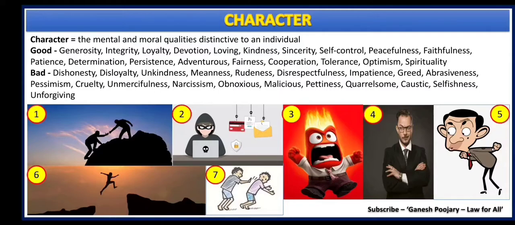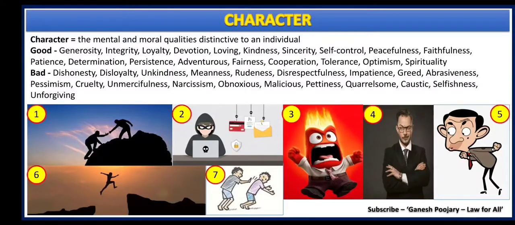There is one more aspect with every individual, that is the character. You cannot see it, because these are the mental and moral qualities which are distinctive to every single individual. Just like the physical characteristics are different from person to person, the mental and moral qualities are also different from person to person, and such mental and moral qualities are called character.